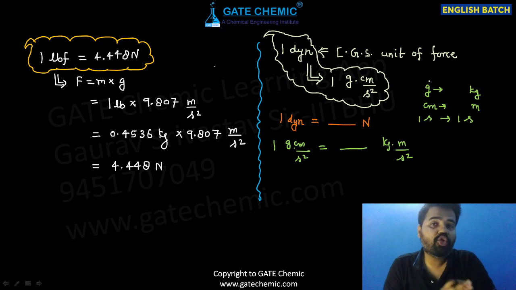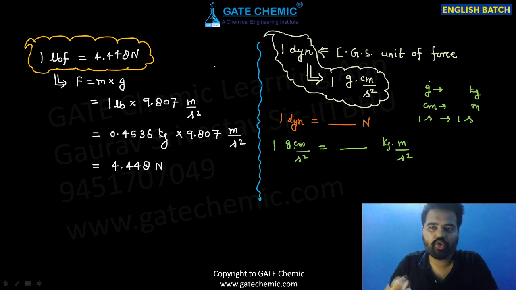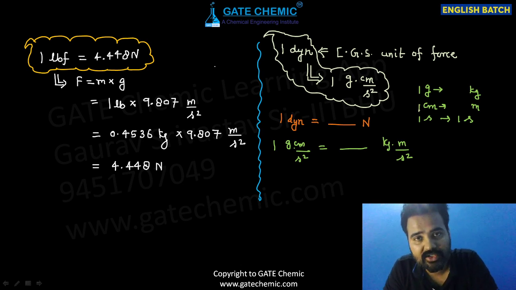Now you want to go from gram to kg and centimeter to meter. So just the basic rule. See my dear students, here write 1 and 1. Now you have to find that 1 gram equals how much kg. As you all know, 1000 gram equals 1 kg.